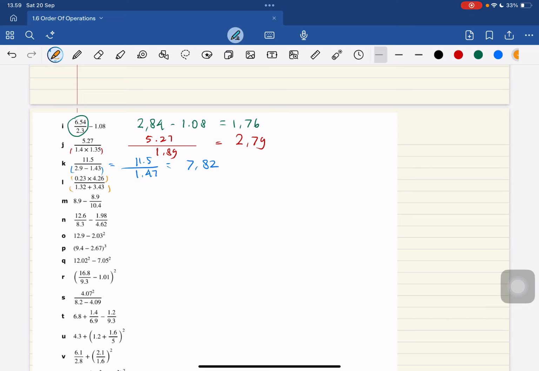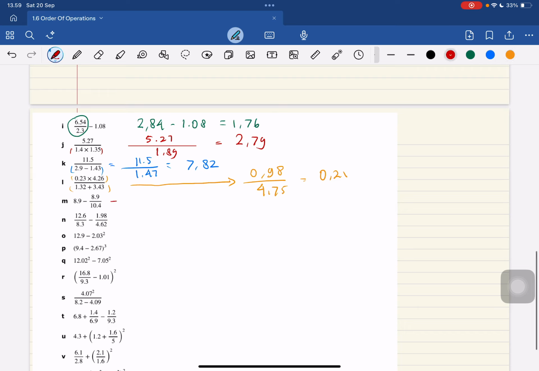Okay, next question. Okay, invisible bracket, don't forget. So we're starting with 0.23 times 4.26. So let's proceed here. It's going to be 0.98 divided by 1.32 plus 3.43. So we got the answer 4.75. So let's finalize the answer. 0.98 we divide by 4.75, which we get 0.21.